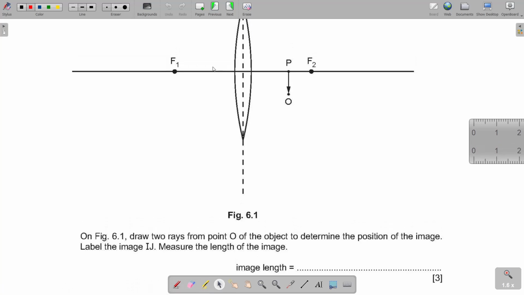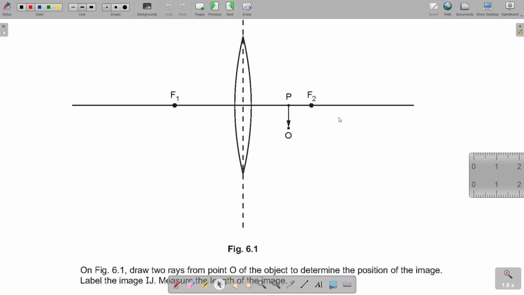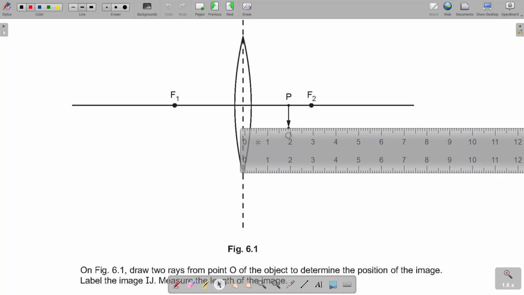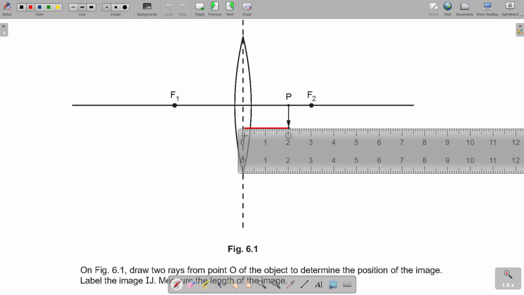So we have two rays. The first one is parallel to the principal axis here. So we can measure the length of this arrow and measure the same distance on the dashed line at the center of the lens to mark the point where we can connect the parallel ray. And we draw the ray using a ruler like this. So we have the first ray here. And from this point, we draw a line that passes through f1.